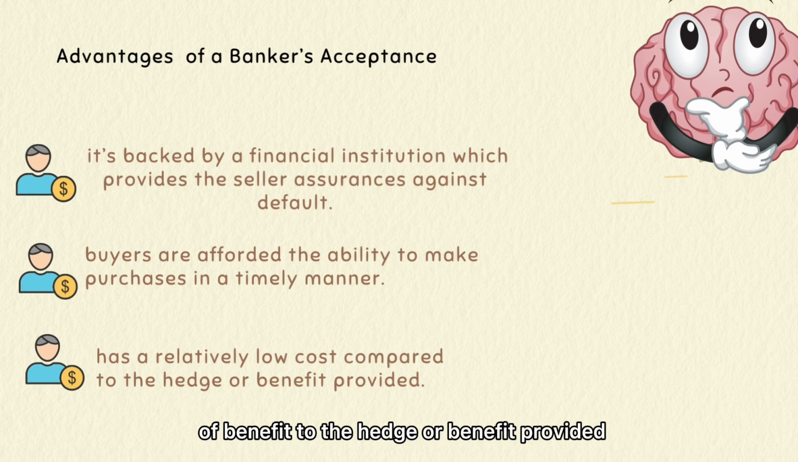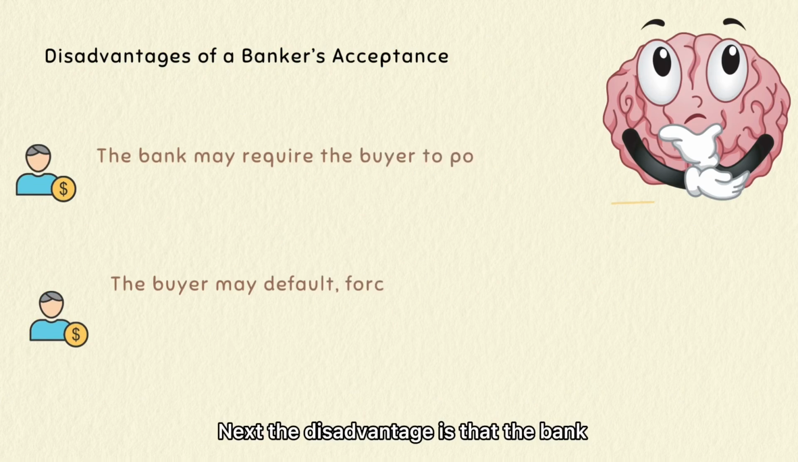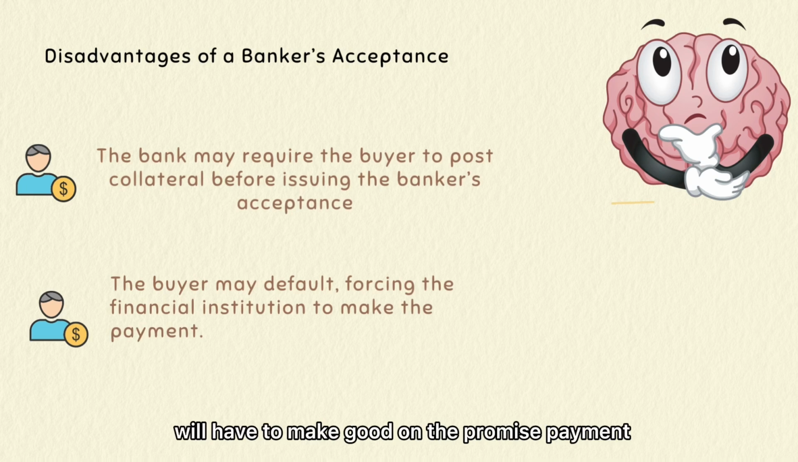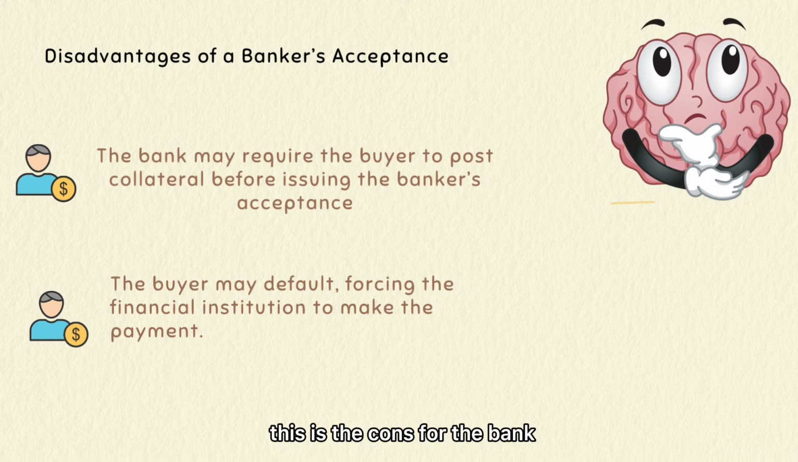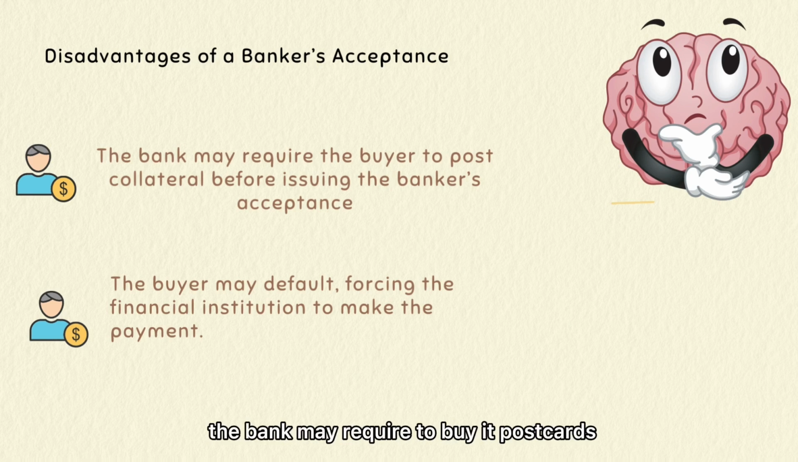Next, the disadvantage is that the bank will have to make good on the promised payment. This is the con for the bank. To help hedge against this, the bank may require the buyer to post collateral before issuing the banker's acceptance. Hence, the buyer may default, forcing the bank to make the payment.